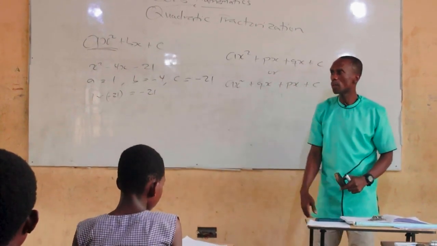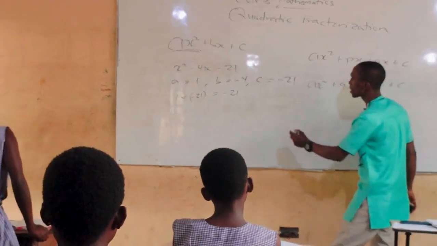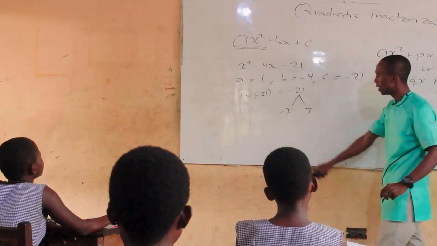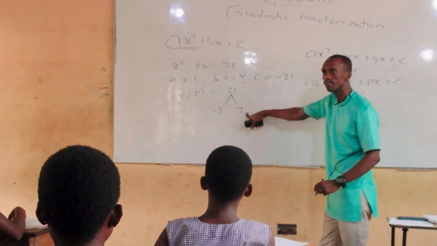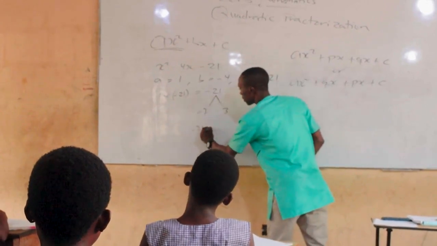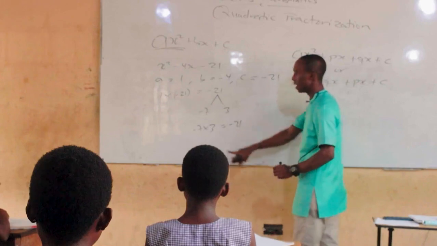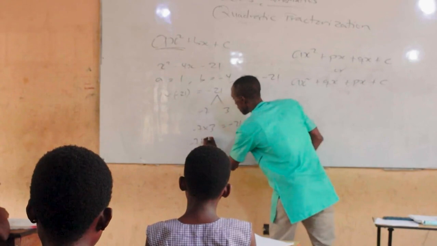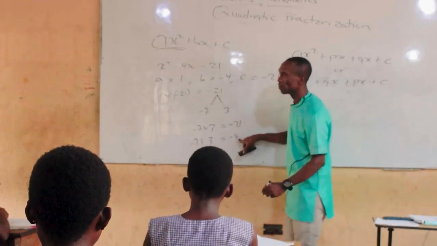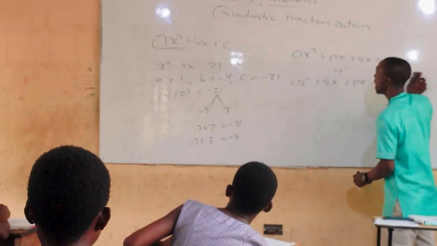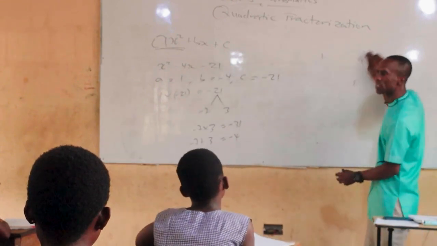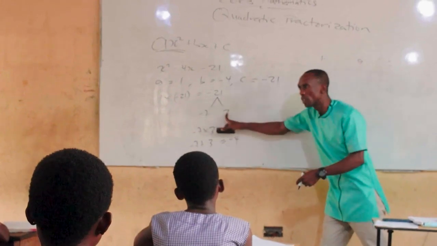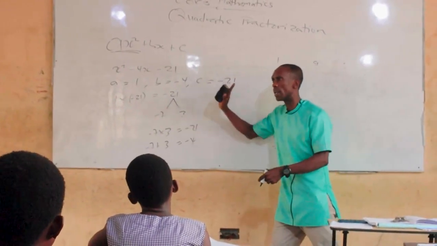If you know it, raise up your hand. Yes. Negative 7 and 3. Let's find out whether it is true. Negative 7 times 3 gives us negative 21. Negative 7 plus 3 gives negative 4. Is it true? Yes. So meaning our negative 4, which is our B, will be replaced by either negative 7 followed by 3, or 3 followed by negative 7.